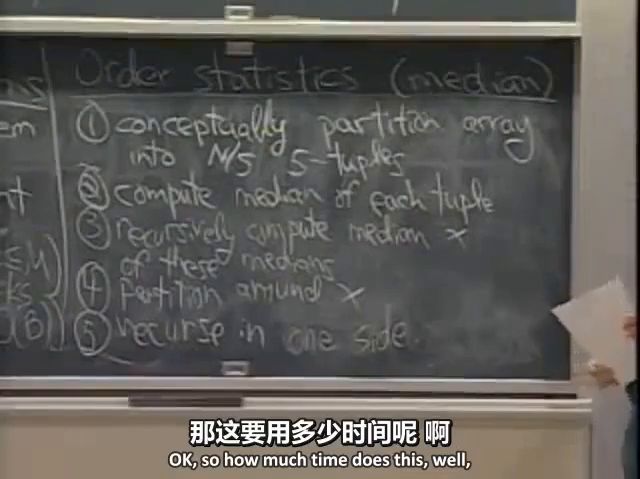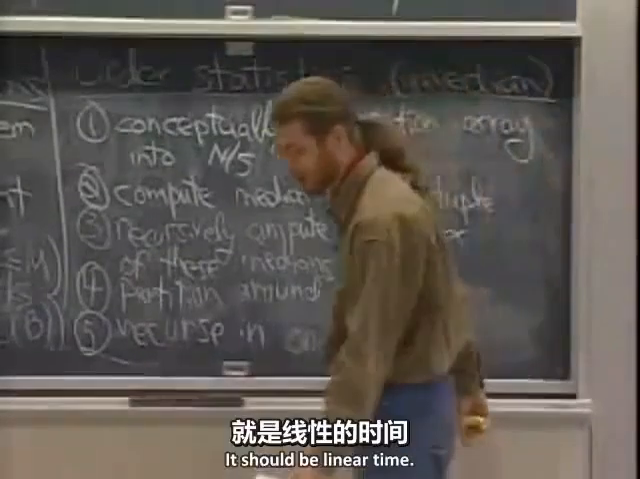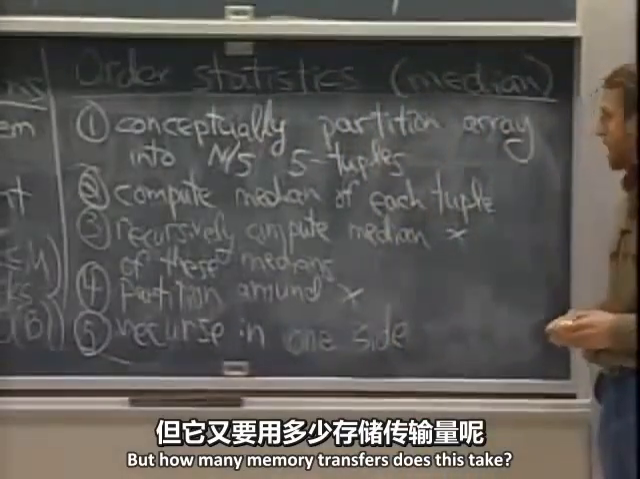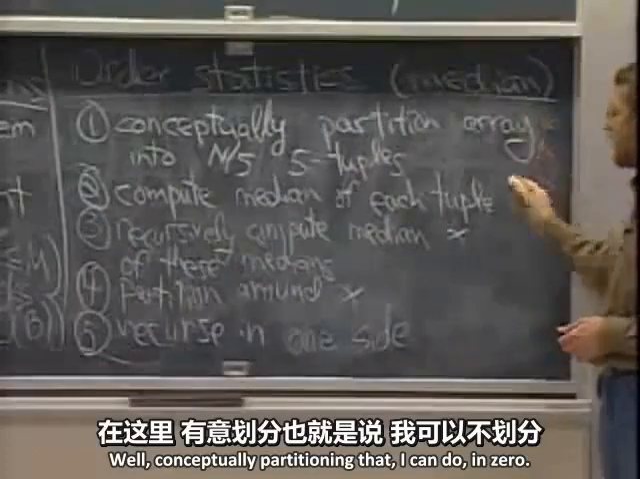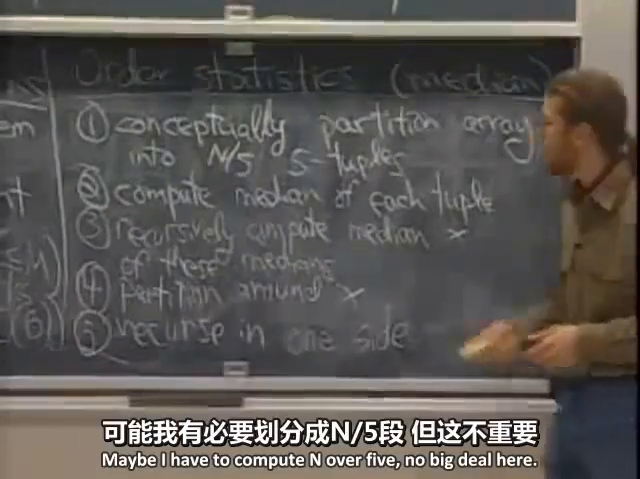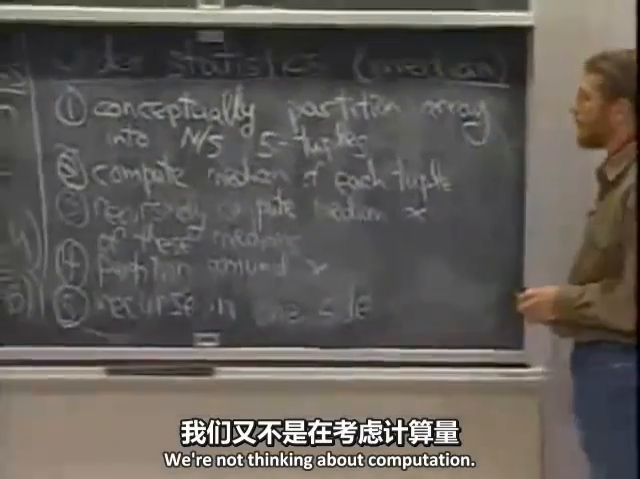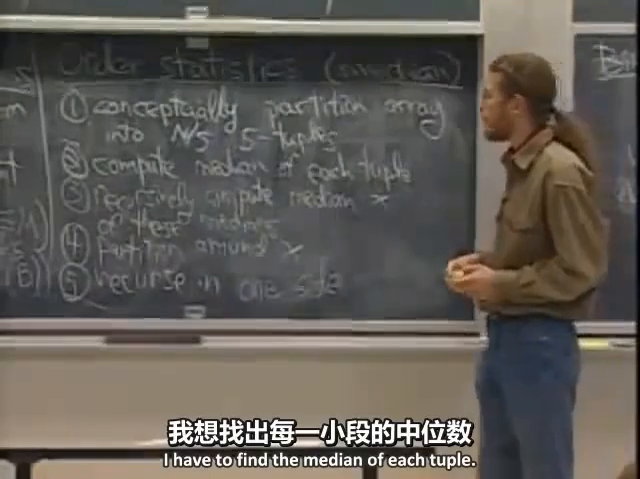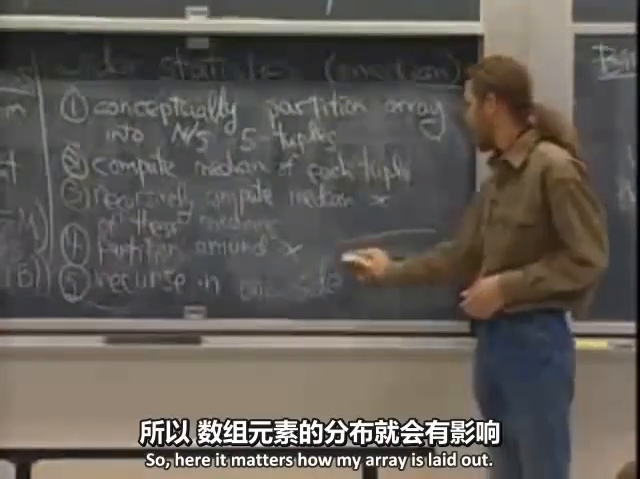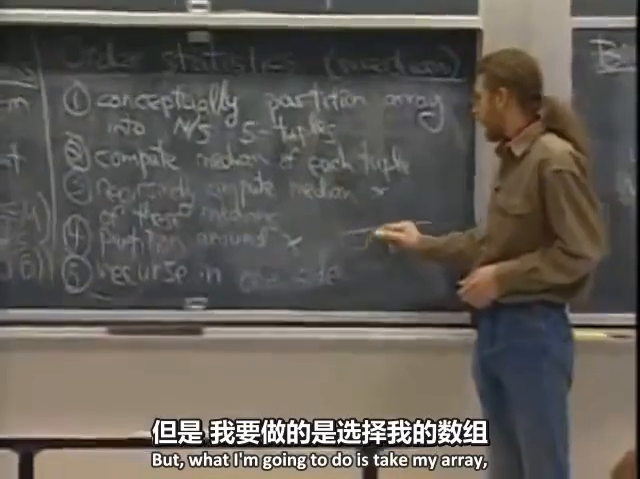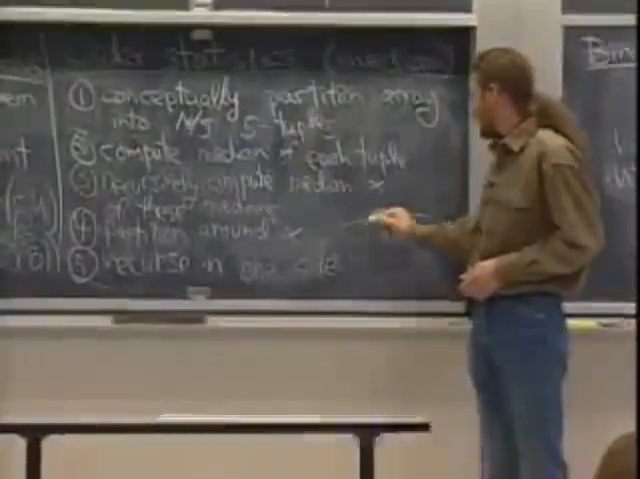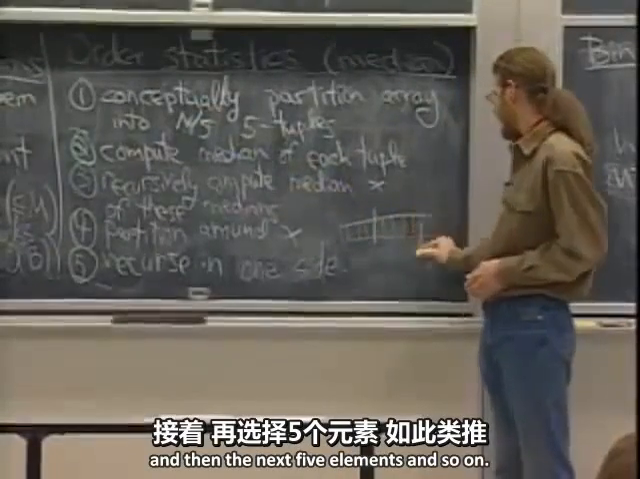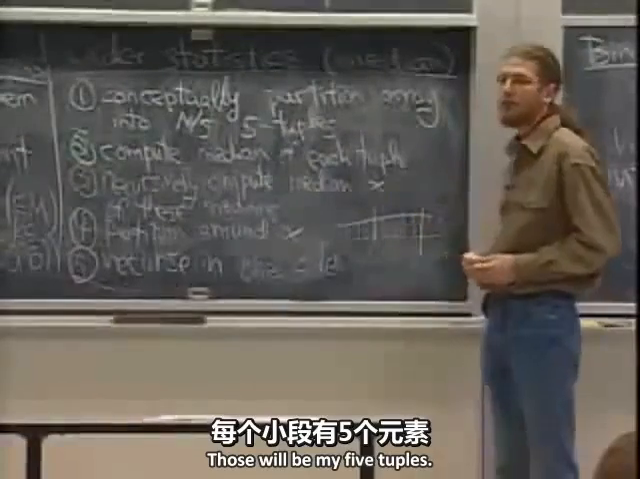So how much time does this take? Well, we know how much time this takes. It should be linear time. But how many memory transfers does this take? Well, conceptually partitioning that I can do in 0. Maybe I have to compute n over 5. No big deal here. We're not thinking about computation. I have to find the median of each tuple. So here it matters how my array is laid out. But what I'm going to do is take my array, take the first 5 elements, and then the next 5 elements, and so on. Those will be my 5-tuples.